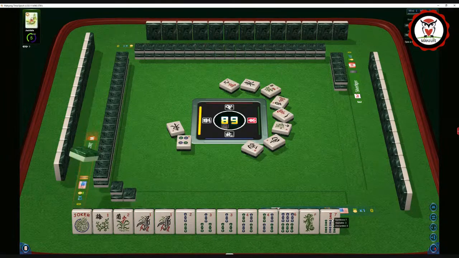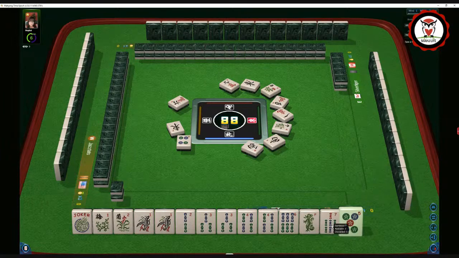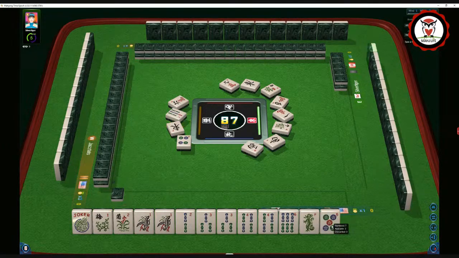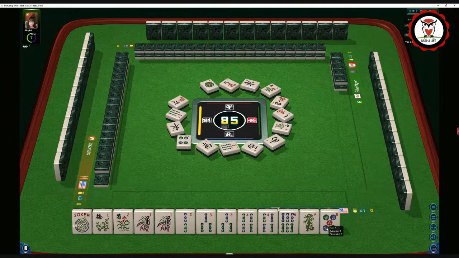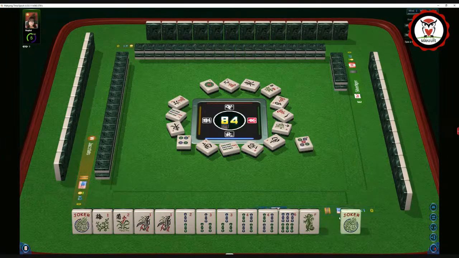4 characters. 6 characters. We need a 2 bam or a green dragon. 7 bamboos. 7 bamboos. 1 dot. All right, we need a keeper in here. We need South wind. 2 pair. Joker, that'll be helpful.